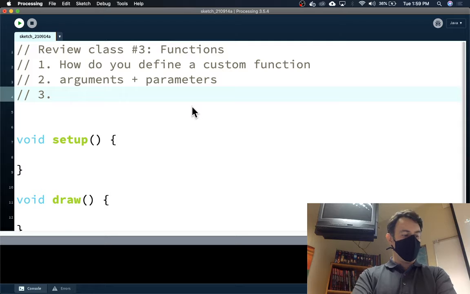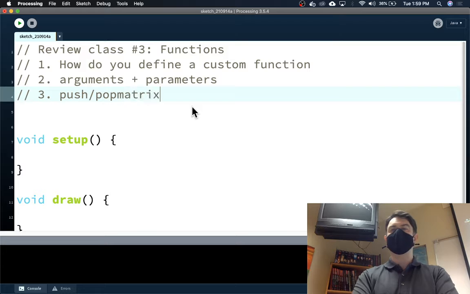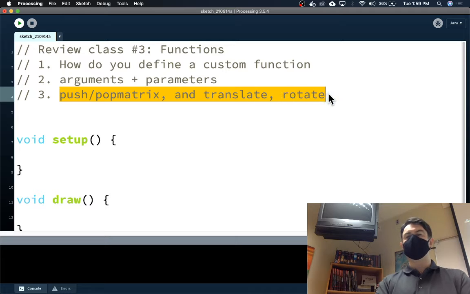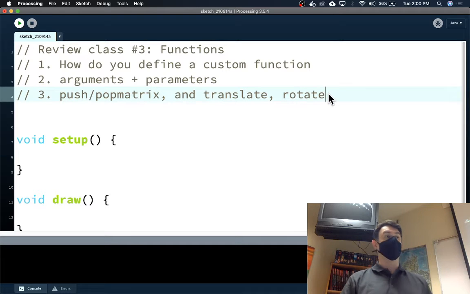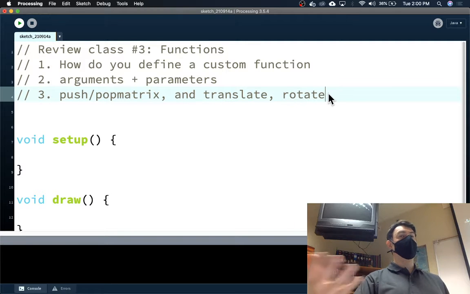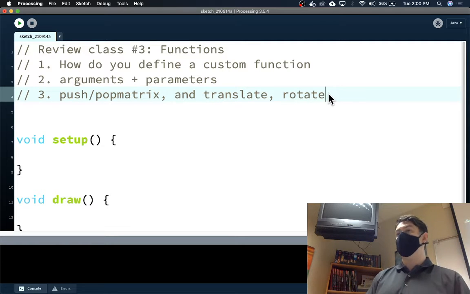And we're also going to be finding out about push and pop matrix and translate and rotate. I'll put it like that. And we'll use these in conjunction with functions as well. They are functions, and they'll help our functions kind of look like the existing functions we have.